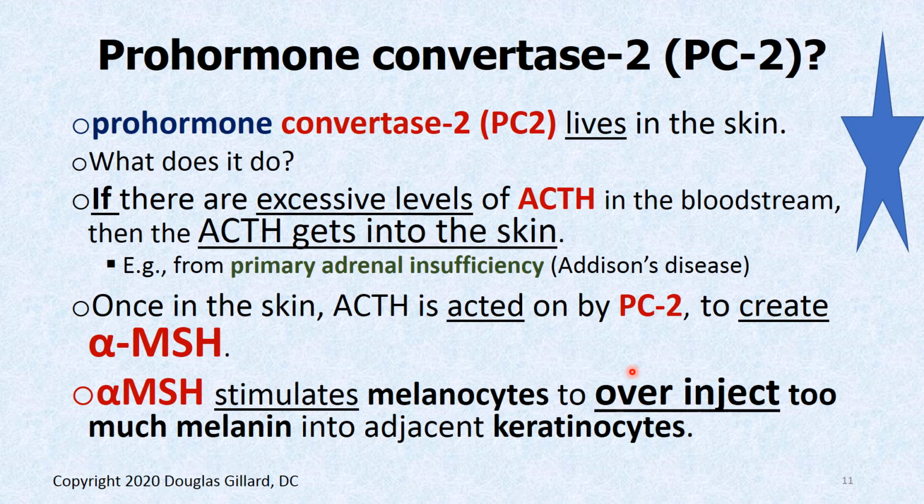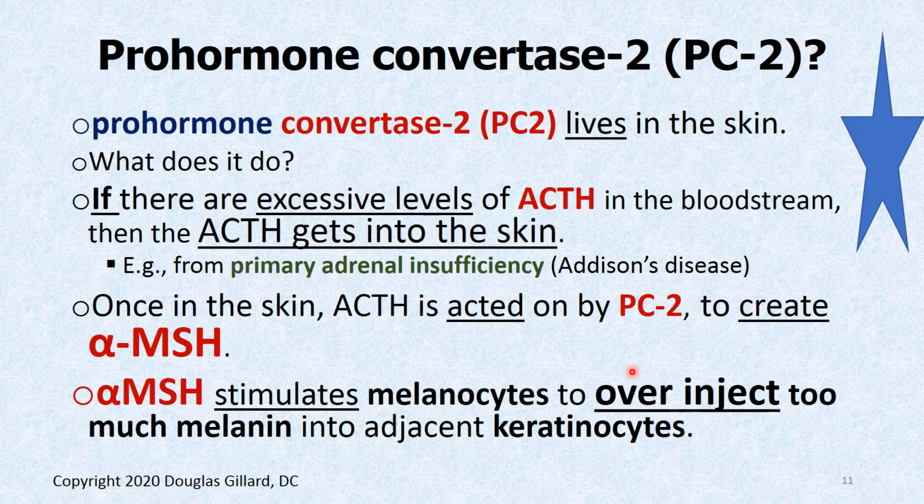So you have super high levels of ACTH, high enough that they start soaking into the skin, and that's where PC2 lives. And its affinity to ACTH isn't super high, so you do need high levels of ACTH to make this work. But if there are high levels of ACTH, PC2 will bind to ACTH and chop off its tail and make a new molecule called alpha MSH, melanocyte-stimulating hormone. And alpha MSH is going to do its thing. As it says, it stimulates melanocytes in the stratum basale to overdo their thing.